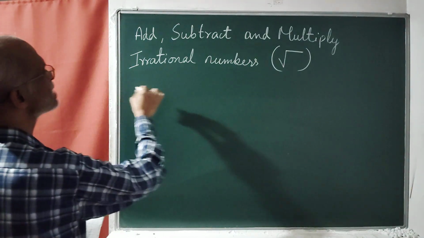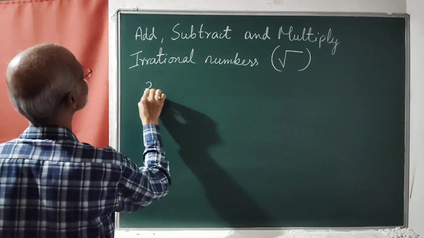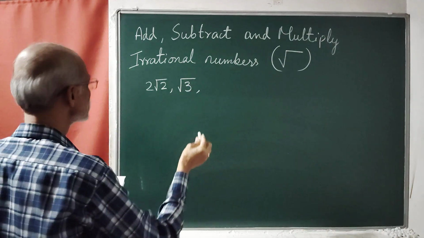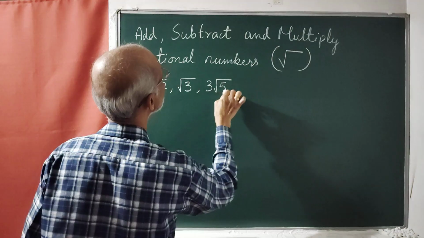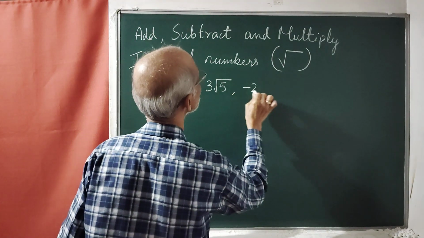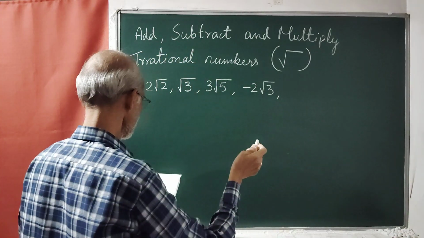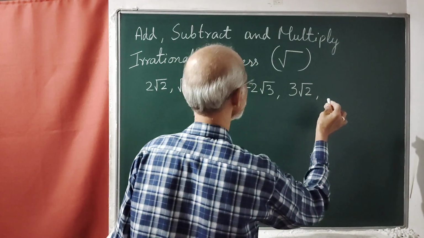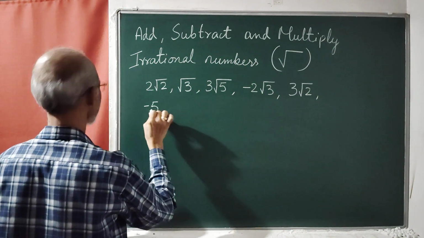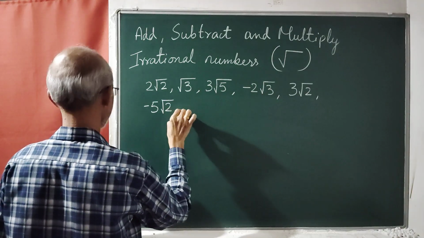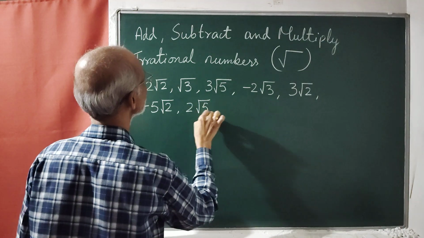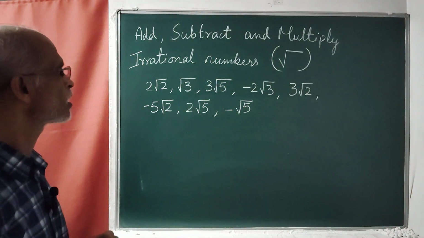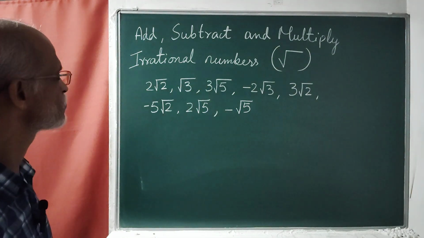I will write some irrational numbers here. 2 root 2, root 3, 3 root 5, minus 2 root 3, 3 root 2, minus 5 root 2, 2 root 5, and minus root 5. Now, we have got some irrational numbers here.